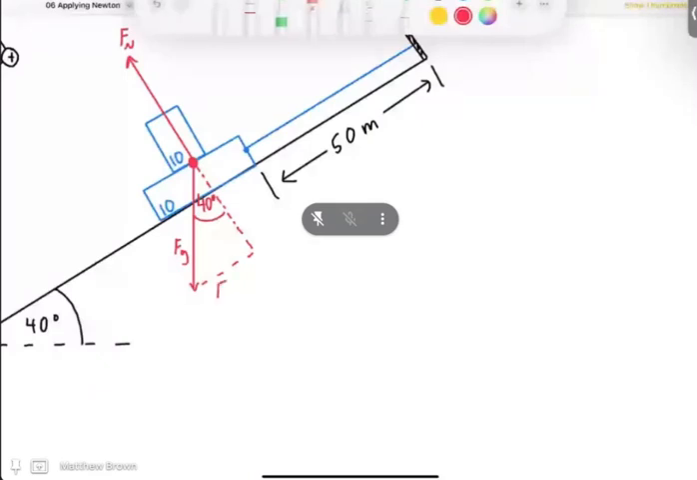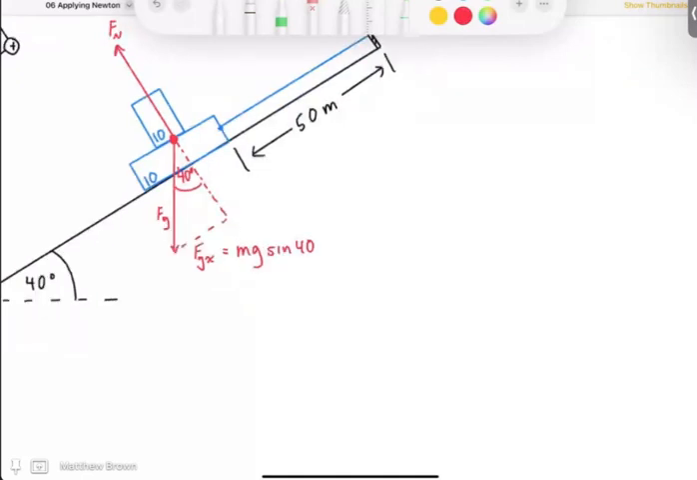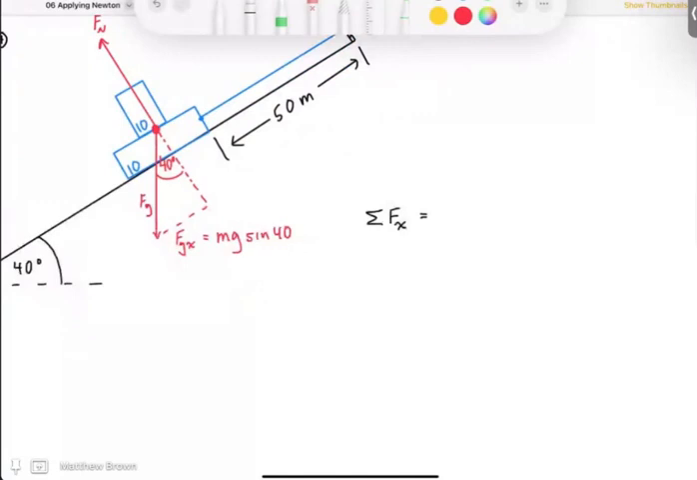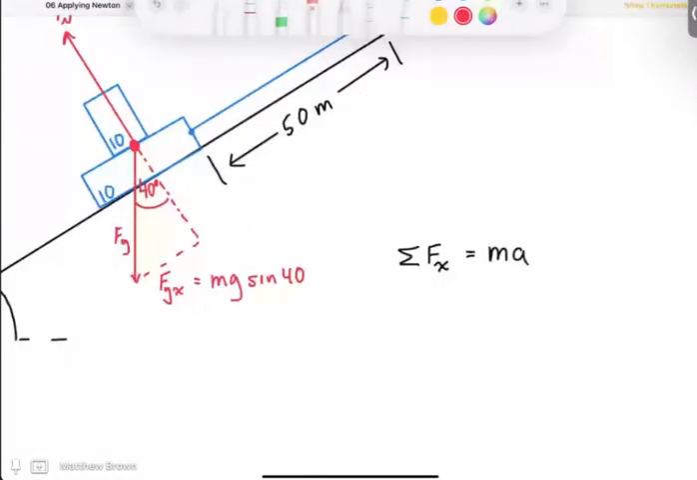Let's call this bottom component of gravity Fg in the x direction, and that would equal mg times the sine of 40 degrees, because it's the opposite side to the 40 degrees there. And then if I sum the forces in the x direction, that will equal ma, because this thing is not stationary. It's actually sliding down the hill. Oh, sorry, I probably could have figured this out already. I know the total mass of this thing is 20, times 9.8 times sine of 40 degrees, which is just 126 newtons.